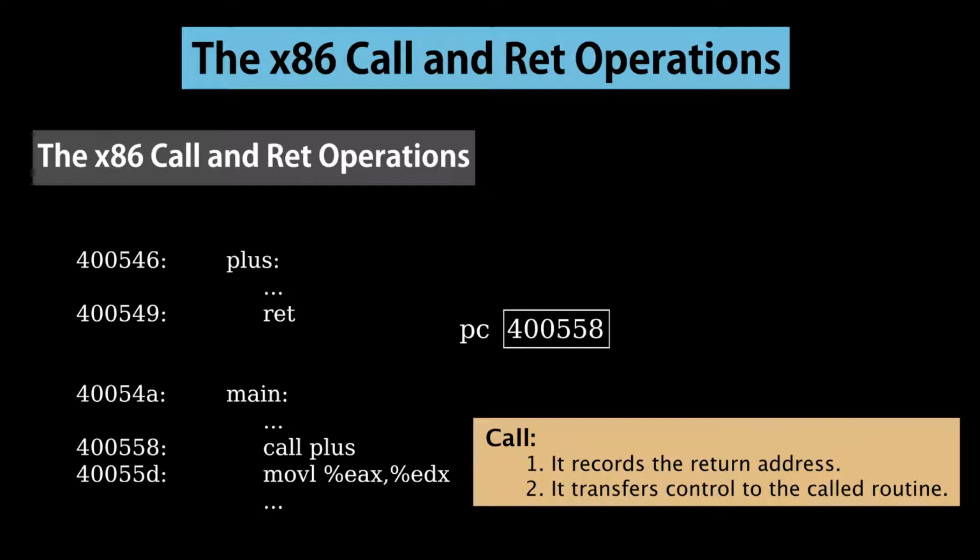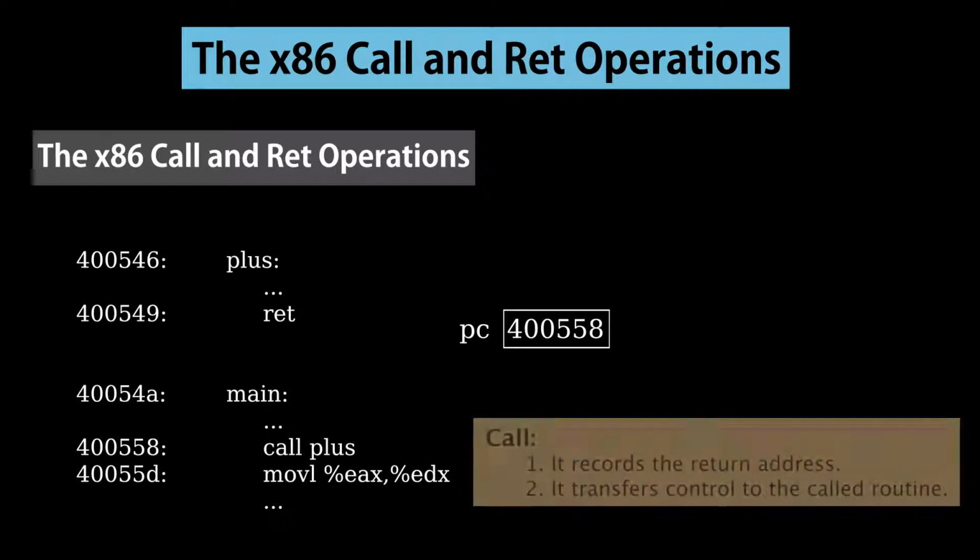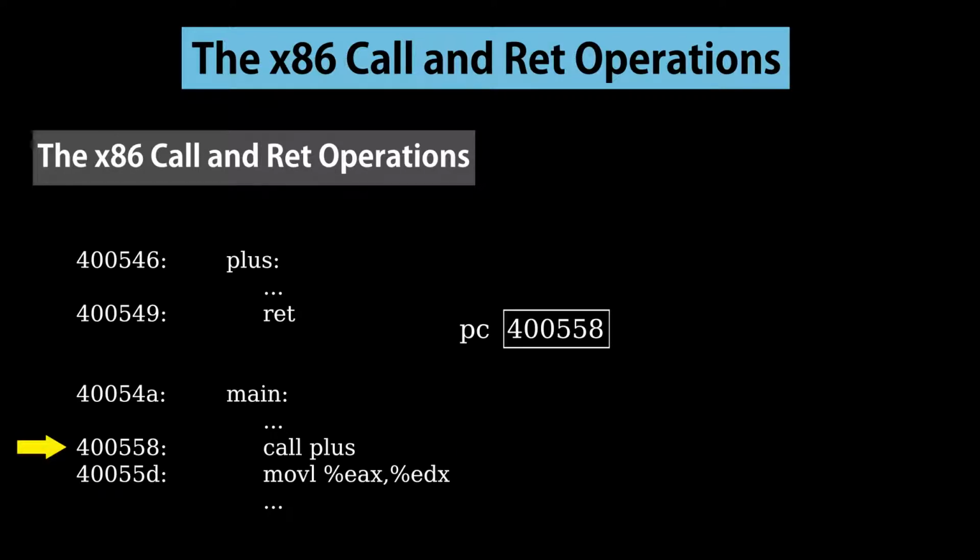So first, we need to save the return address for this call. When the call to plus returns, we want to continue executing at the following statement. That is, the movl statement immediately following the call. To accomplish that, we need to save the address of that statement, namely 40055D. Note that it wouldn't do to save it in a register, since, in general, we don't know how many other procedure calls might occur before we return. Were we to save the return address in a register, it might be overridden by a subsequent call.